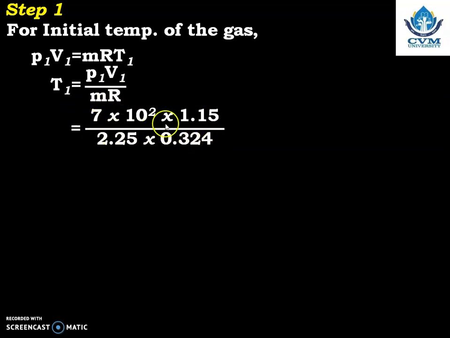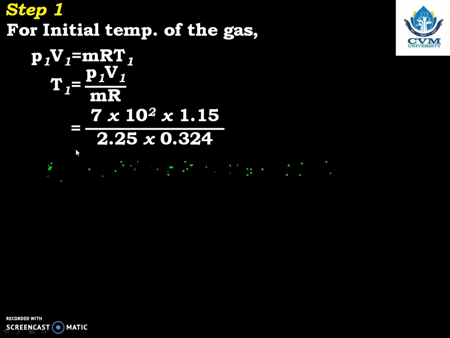So here pressure we have converted into kilonewton per meter square, and due to that it is 10 raised to 2. If it is to be converted into Newton per meter square, then it should be 10 raised to 5. But why have we converted into kilonewton? Because in the denominator R is in kilojoule, 0.324. So it is kilojoule in the denominator, and due to that pressure should be in kilonewton in the numerator. So it is 7 into 10 raised to 2.